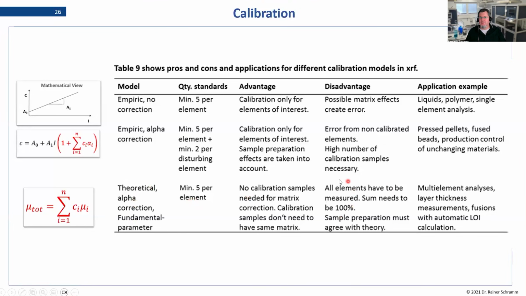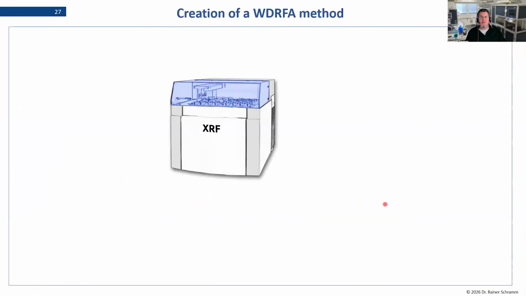What we have to keep in mind here is we have to know everything about our samples. We have to know 100% of the composition, and we have to know the sample preparation, and it needs to behave as the theory said. If there are problems in the sample preparation, this kind of breaks the method. So you have these three options to make a calibration.